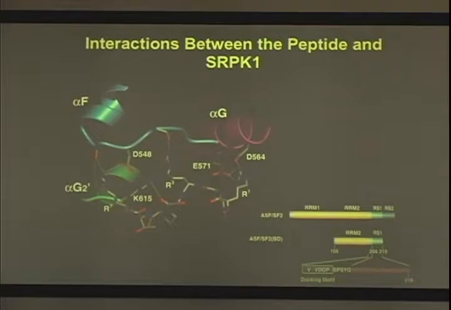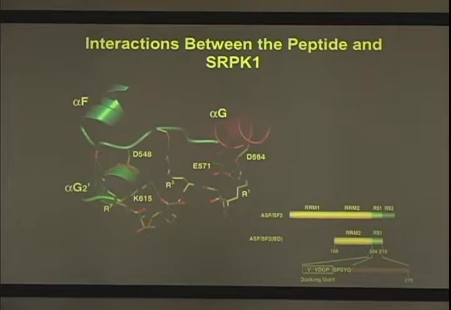So we went on and showed that within ASF there's a segment right between the RRM and RH domain that could mimic the substrate peptide we used for the soaking experiment, the co-crystallization experiment. And we did more experiments to show this is true. So this is the part of ASF that would bind into the bottom of the kinase.